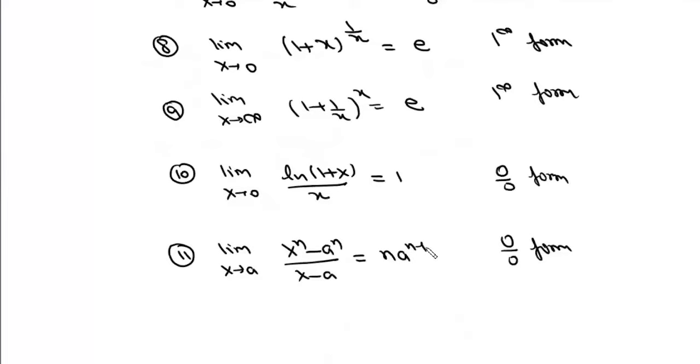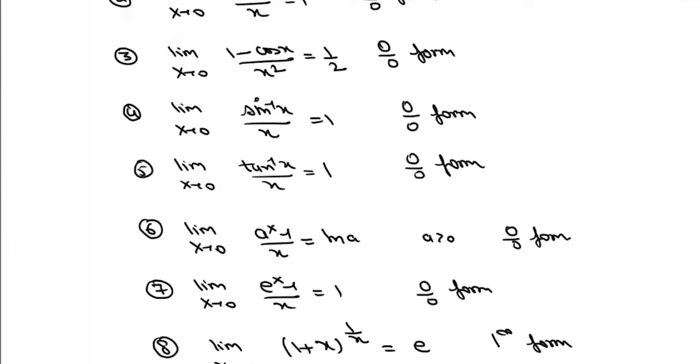Now we can use all these standard limits in the same way that we have used this limit x tends to 0 sin x upon x. So we can use the result directly, or we can use this result for f(x) rather than x. Now we look at some of these limits.